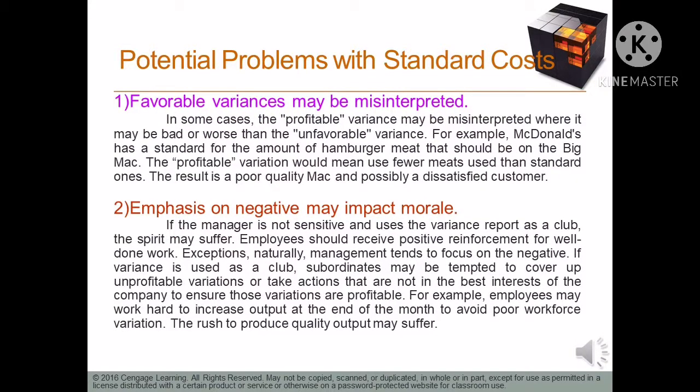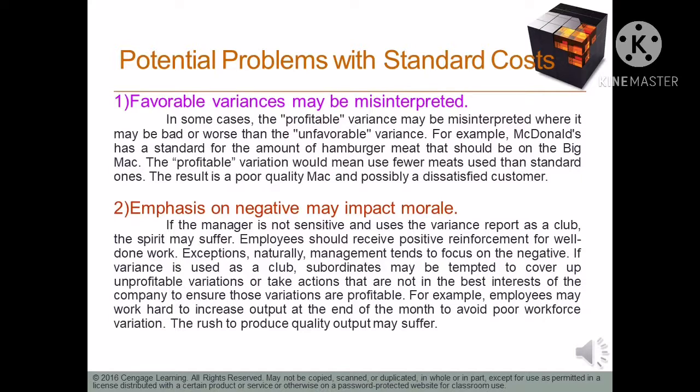Now, there are also potential problems with standard costs. First, in some cases, a favorable variance may be misinterpreted, where it may be as bad as or worse than an unfavorable variance. For example, McDonald's has a standard for the amount of hamburger meat that should be on the Big Mac. The favorable variance would mean using less meat than the standard. So the result is a poor quality Big Mac and possibly a dissatisfied customer.